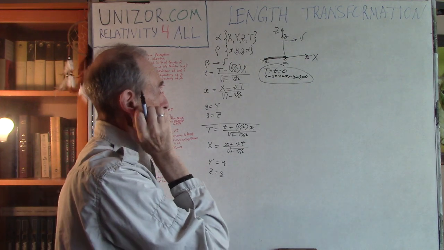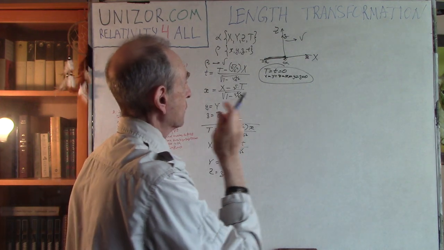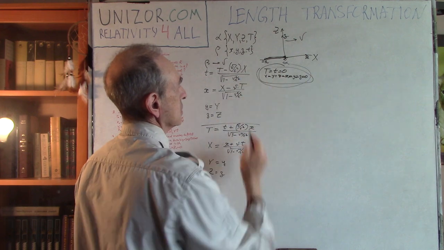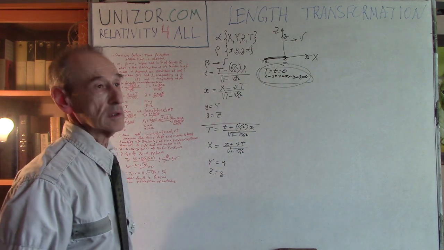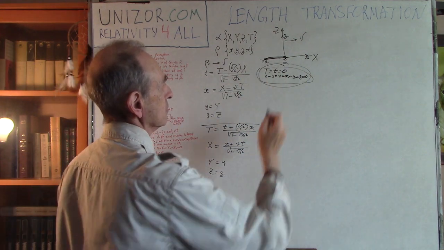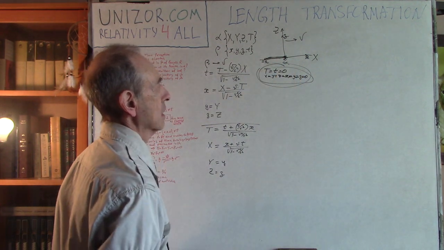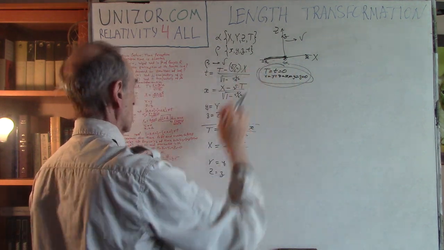Okay, so these are two events, and the first event is obvious. It's all zeros. Time equals zero, all coordinates equal zero, so that's quite obvious. So let's just think about the second thing.